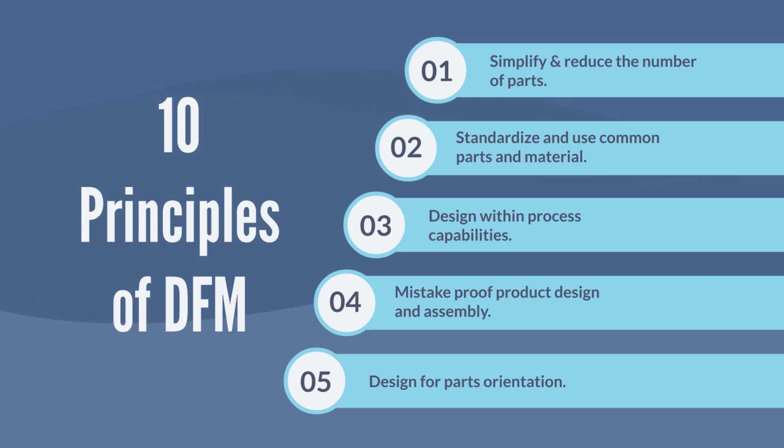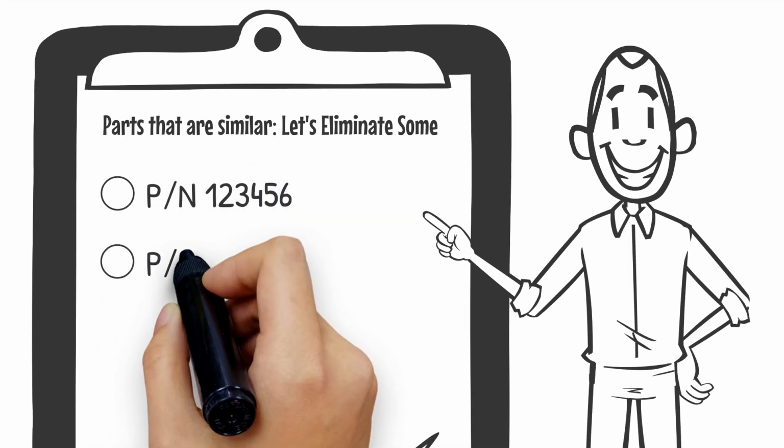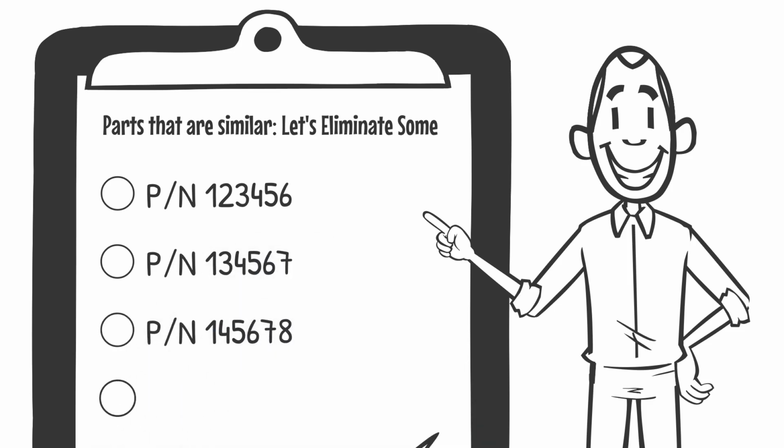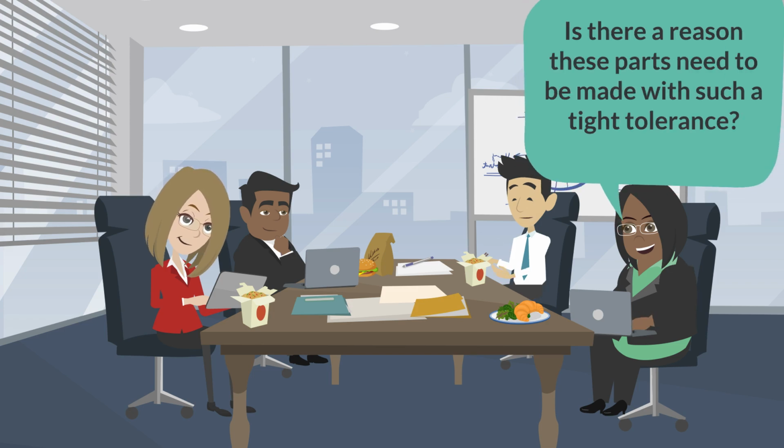You probably have seen situations where a number of similar parts have been used across multiple designs where these parts could be the same, eliminating a number of part numbers to be stocked. Develop a list of common parts and materials as guidelines. Design within process capabilities. Very often, designs are created based on wishful thinking rather than the true capability of the process for manufacturing it. Avoid over-tolerancing.